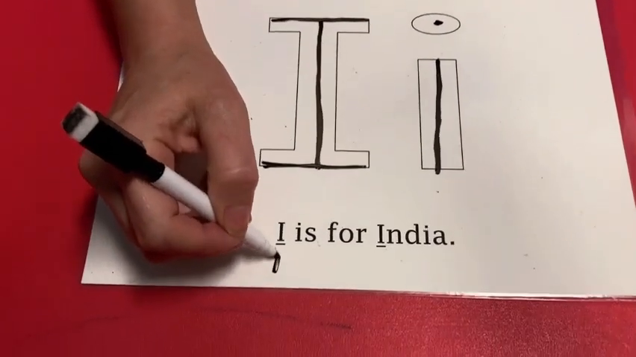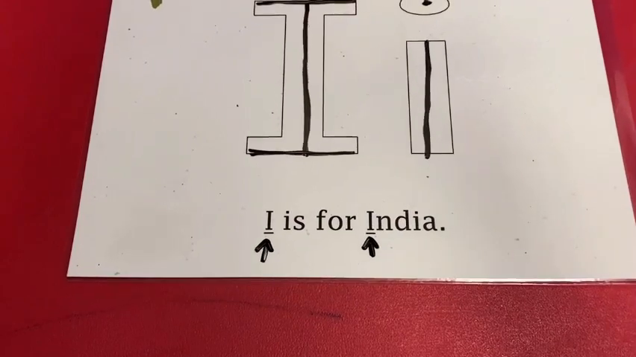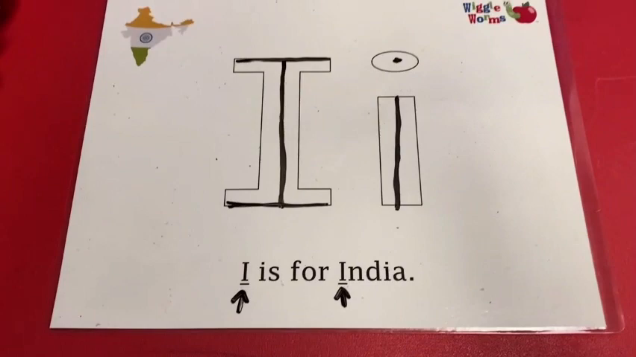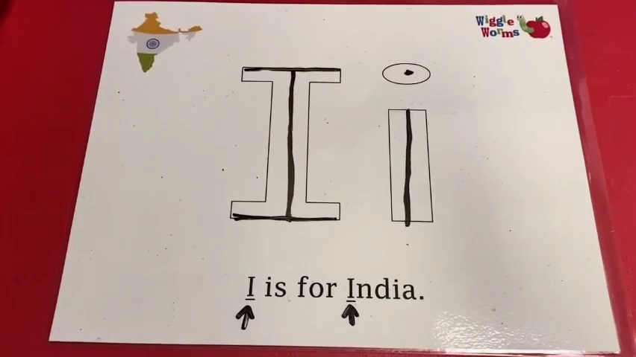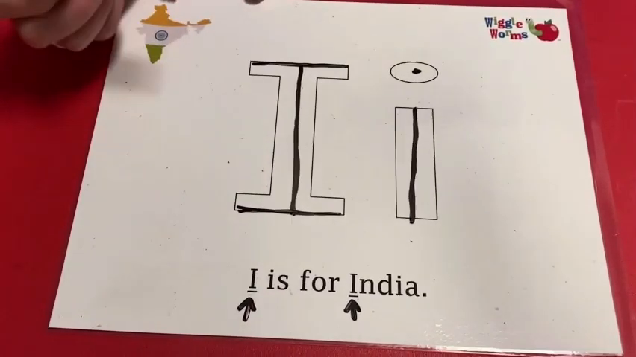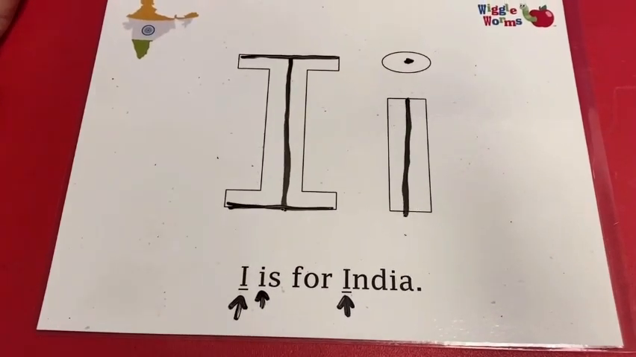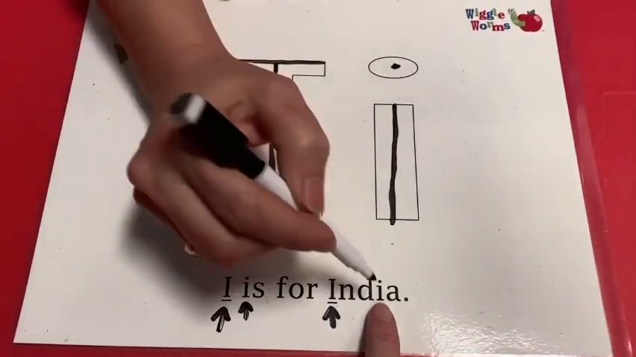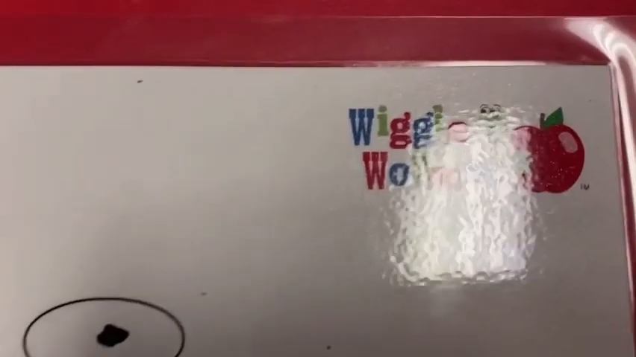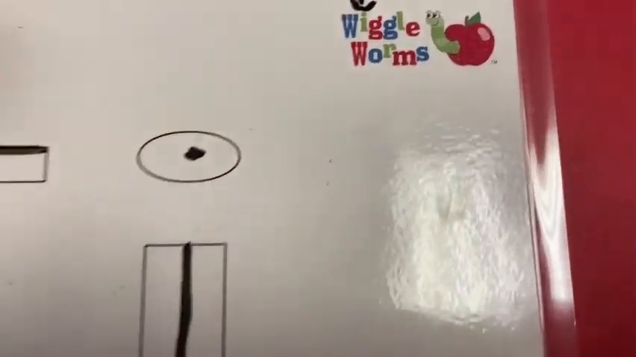All right, if you look, we have I is for India. Miss Rachel, do you see any more I's on this page? I do. I see a few I's. We have a lowercase i. Look at that, that's a fancy one, isn't it? So another way to write it. I see one right here at the end of India. Good. Oh, wait a minute. I was trying to stump you. The wiggle worms right there. There's an I. There it is.